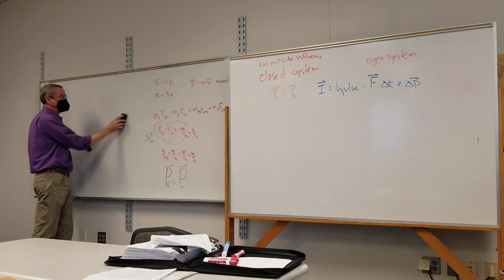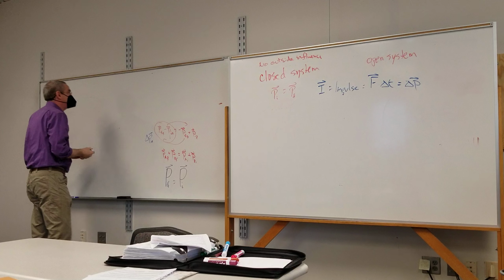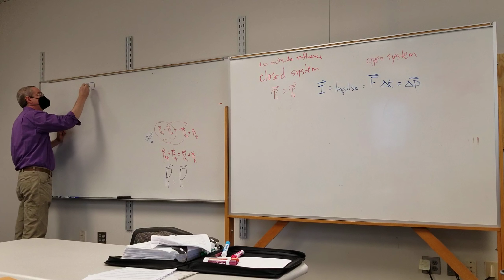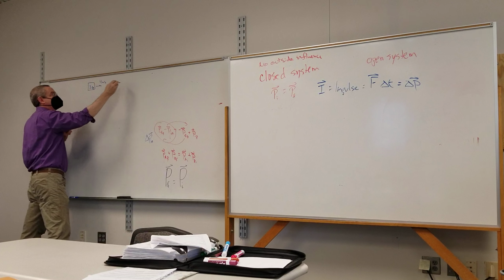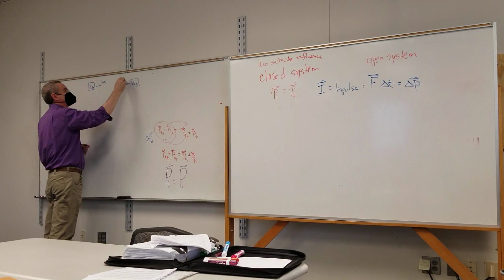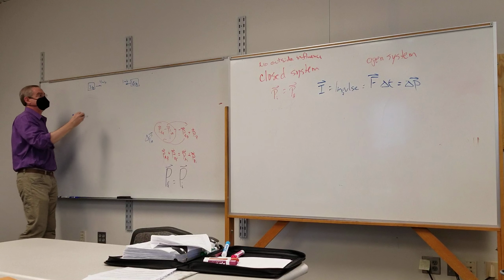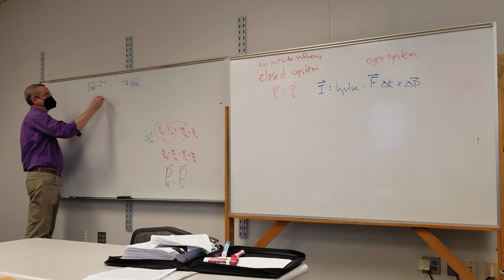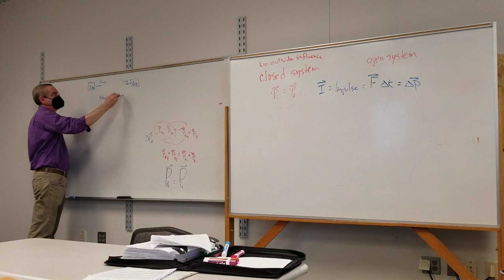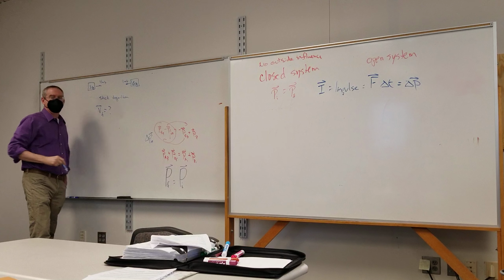All right, let's just do a simple little problem here. A 3 kilogram object moving to the right at 4 meters per second. I have a, let's say, 6 kilogram object moving to the left at 1 meter per second. They are going to collide and stick together. What is the final velocity?